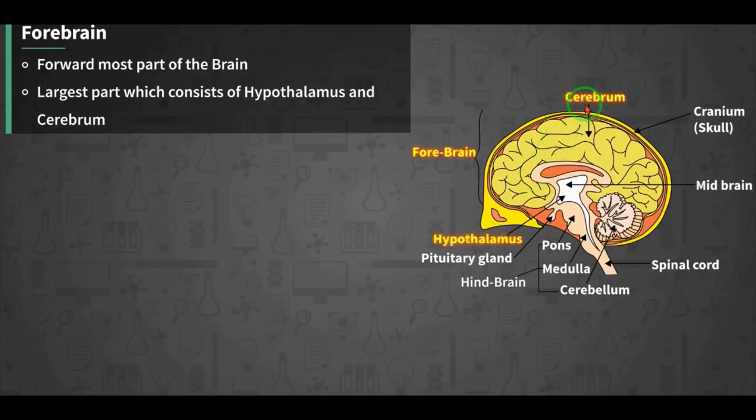So let's see the cerebrum. It is the largest portion, forming nearly 2/3 of the brain. This is the cerebrum region. The cerebrum is longitudinally divided into two halves, the right and left cerebral hemispheres.